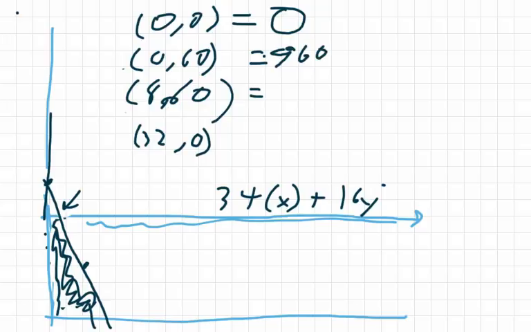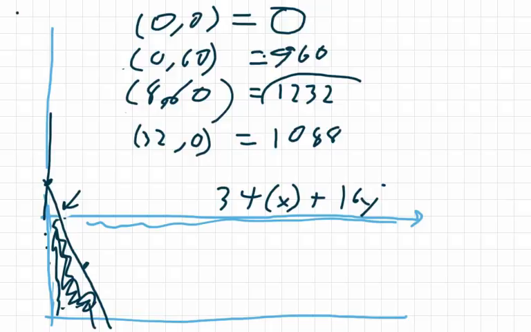34 times 8 plus 60 times 16 turns out to be 1,232. And finally, 34 times 32 plus 0 turns out to be 1,088. So the most profit we can make is $1,232.